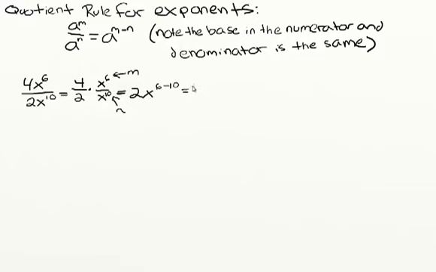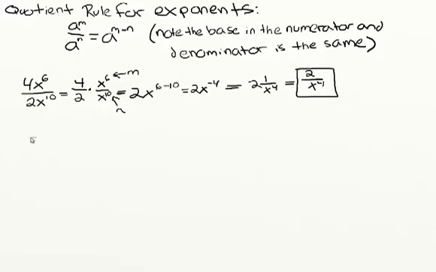So now we can rewrite this. 6 minus 10 is negative 4. Now we'd like to put this in positive exponents. So we're going to need to write 1 over x to the 4th. So now we have a positive exponent. Then we can write the 2 in the numerator, since 2 times 1 is just 2. And we are left with that as our final answer.